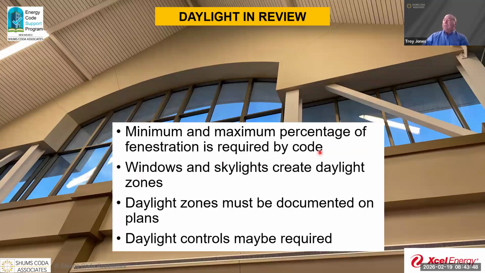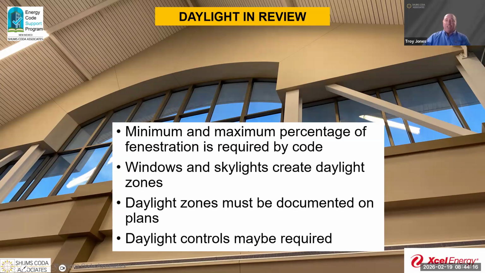The minimum and maximum area of fenestration is required by the code. Windows and skylights create our daylight zones. Pretty obvious there. Daylight zones must be documented on the plans, and daylight controls may be required. So again, we need to know where those zones are and what's happening. Any questions so far?